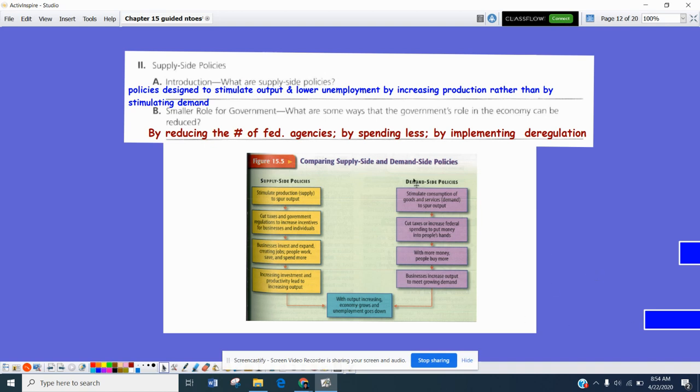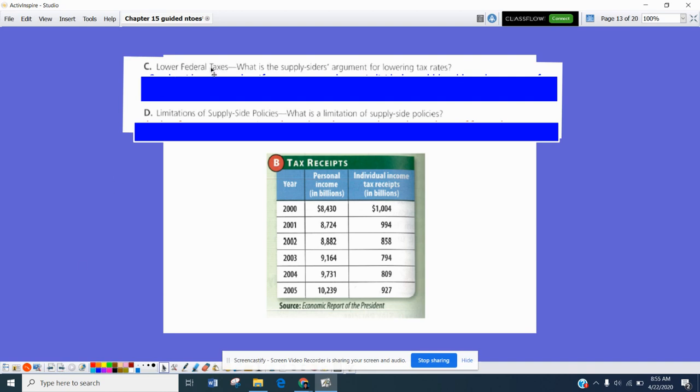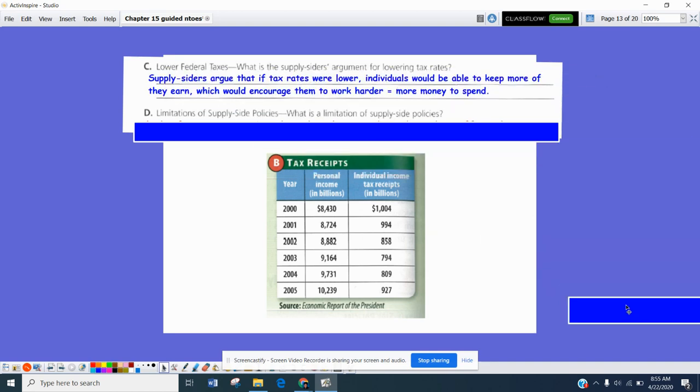Okay, so politically, your Democrats like demand side, your Republicans are probably a little more supply side minded. But there's got to be a balance here. So, lowering federal taxes is something that supply siders like. What is the supply siders' argument for lower taxes? Supply siders would argue that if the federal tax rate was lower, individuals would be able to keep more of their earnings, and hence they might go out and try to spend more. That might also encourage you to work harder, and that's something that I've seen in recent years with Republican presidents. When you go back and look at presidents since Ronald Reagan, George H.W. Bush, George W. Bush, and the Trump administration, all are kind of this mindset.